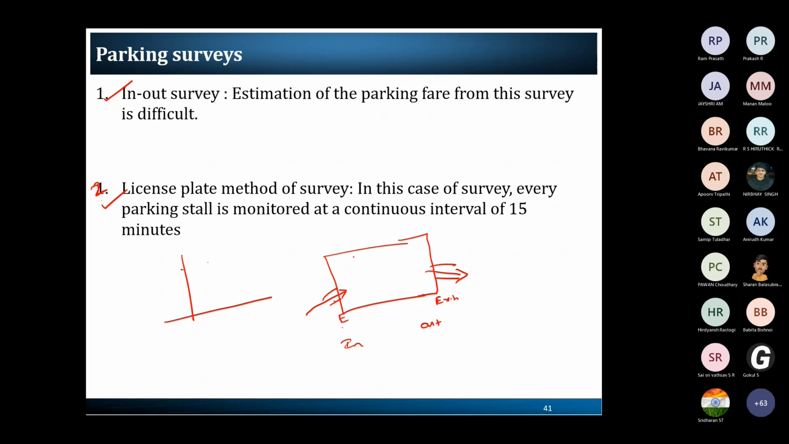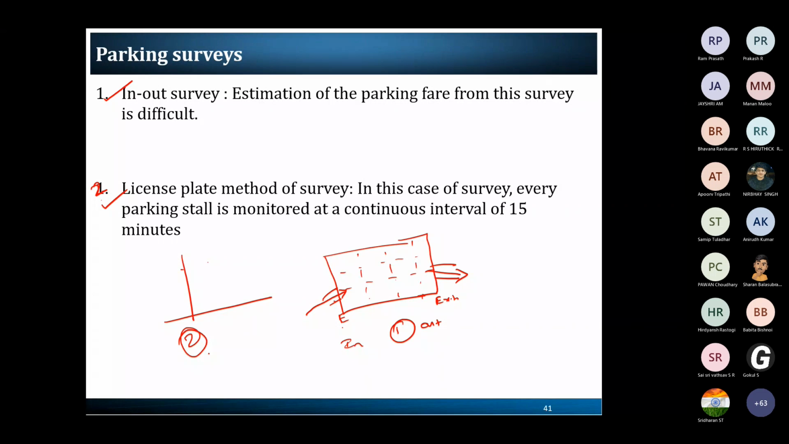So inside the number of parking, you might be knowing what will be the number of the parking. So all the things we will be learning based on that in and out survey. So this will be one way we can collect the data. The second will be the license plate method.